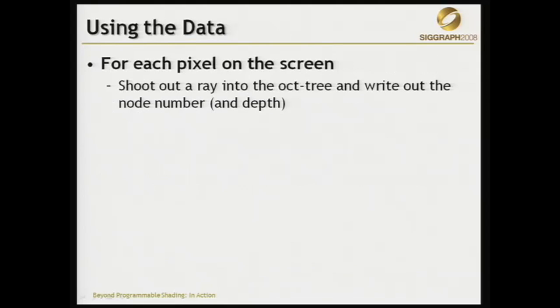So to use the data, what you do is for each pixel of the screen, you shoot out a ray into the octree and write out the node number, not the color. If we want to mix ray casting with standard rasterization, we're also going to need to output a depth buffer.